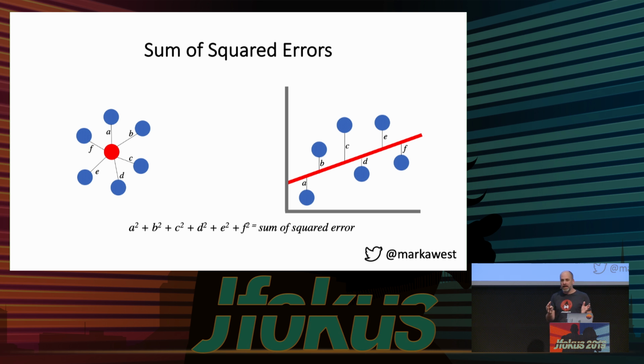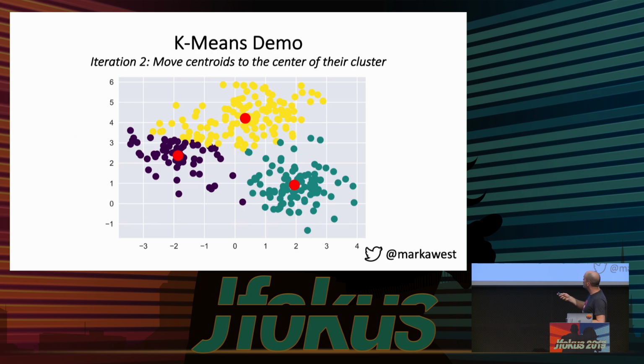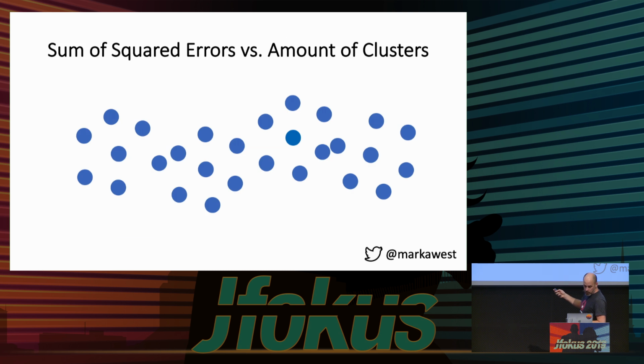Now, how sum of squared errors works with clusters is quite interesting, because basically, the more clusters you have, the lower the sum of squared error will be. And to show you that, if this is my data set and I separate it into, oops, something happened there. Oh no, I think that slide's been deleted, sorry.